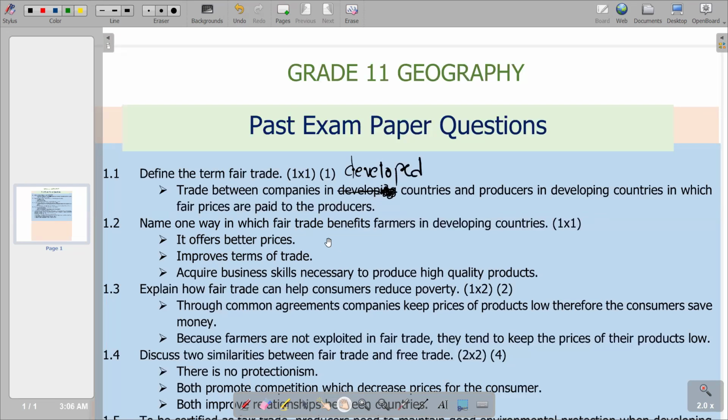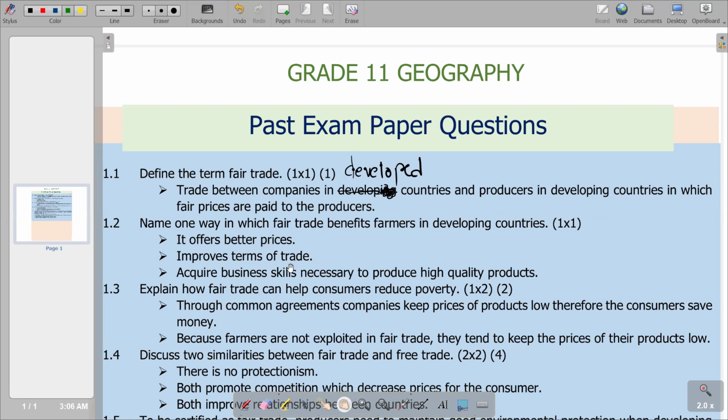So how do farmers in developing countries now benefit from fair trade? We are saying the main focus is on trying to help farmers that are in developing countries. So how do they benefit now, these farmers? Fair trade offers better prices. We are seeing that the prices being offered to these farmers are better prices, so that becomes a benefit. The second one is that it improves terms of trade.